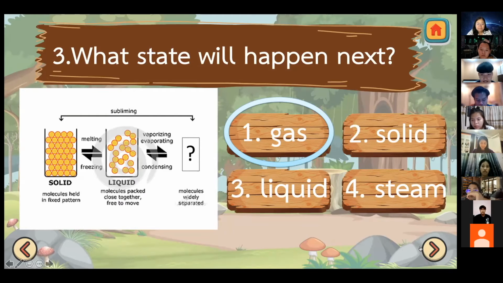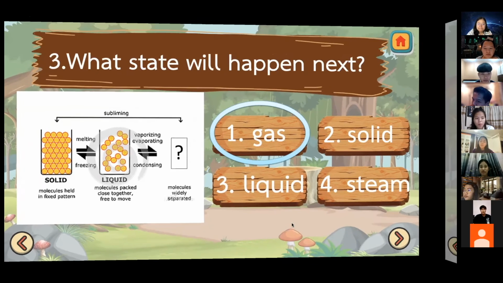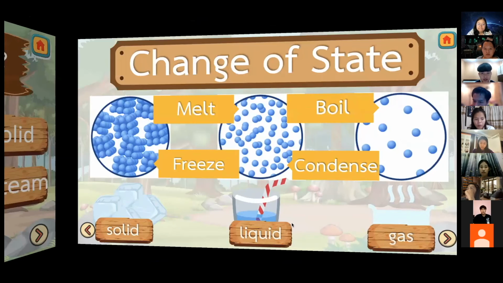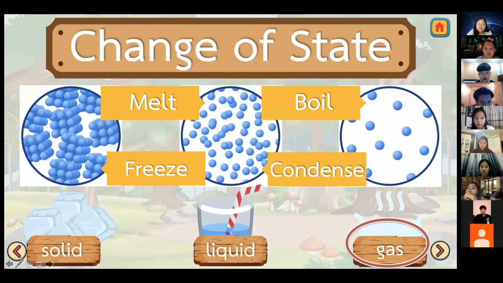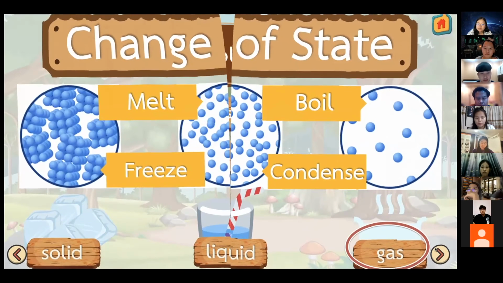Who can answer this question? Everyone, right? Yes. Wow. Good. Okay. Why is the answer gas? Because solid melts to liquid and boils to gas, right, as you see in the picture. Let's move to the next question.